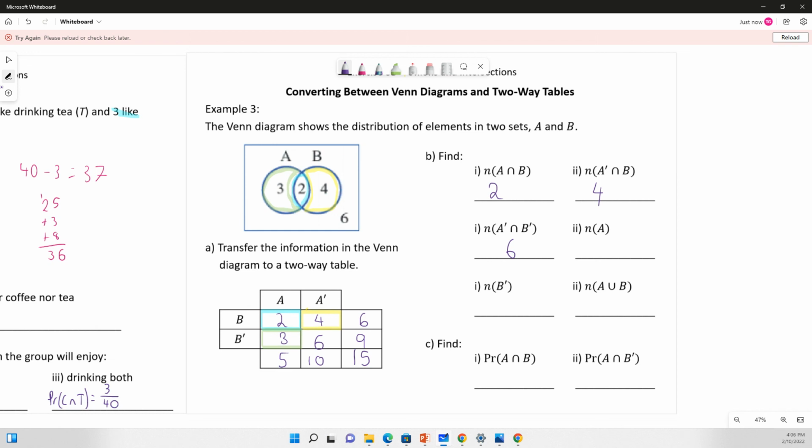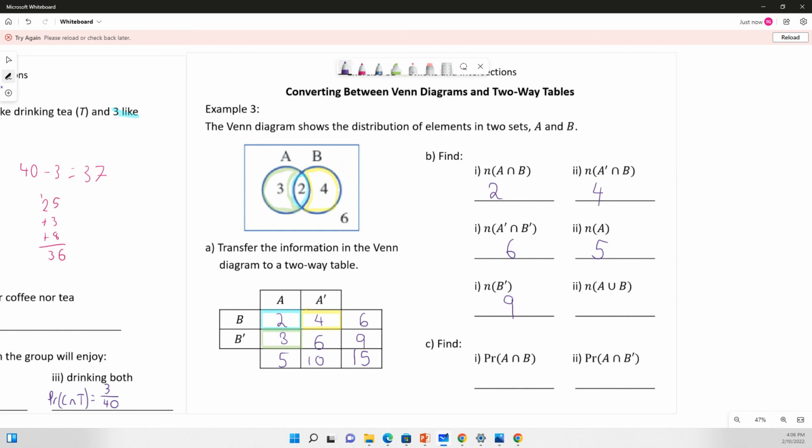How many elements in total are in A? You've got the 3 plus the 2, 5. The number in total that are not B, 9. Or thinking about what's not in this circle, 3 plus 6, 9.